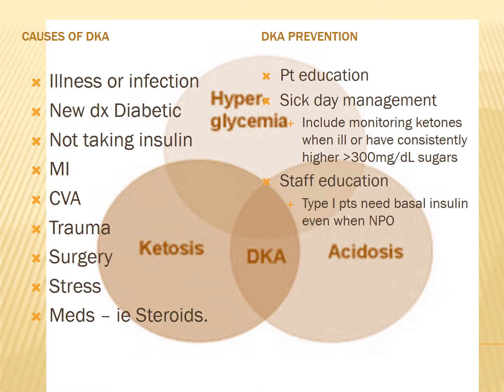So what is the cause of DKA? Well, an illness or infection. Often if a patient has pneumonia, pancreatitis, sepsis, and has diabetes, they could get themselves into trouble. Sometimes newly diagnosed diabetics, who are unfamiliar with regulating their sugars with insulin, will fall into this situation of DKA. Maybe they're not taking insulin and they need to have insulin. Recent MI, CVA, trauma, surgery, stress, medications like steroids will cause DKA to occur.